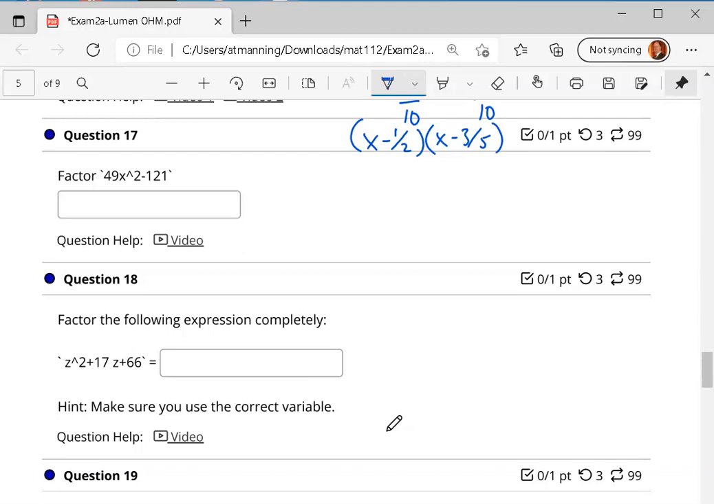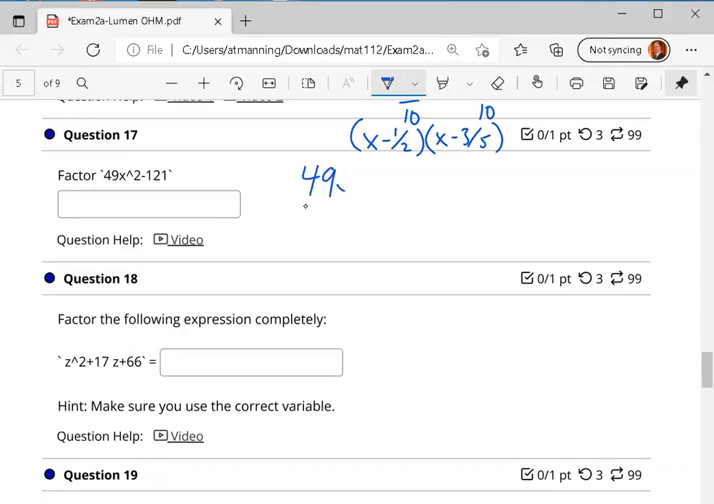Let's do that same thing here. The numbers get a little bigger, but don't panic. Because you can recognize that's 49x squared minus 121. Now this is where having your squared tables memorized is very helpful. 10 times 10 is 100. 11 times 11 is 121. 12 times 12 is 144. Oh, look at that. That's a difference of squares.